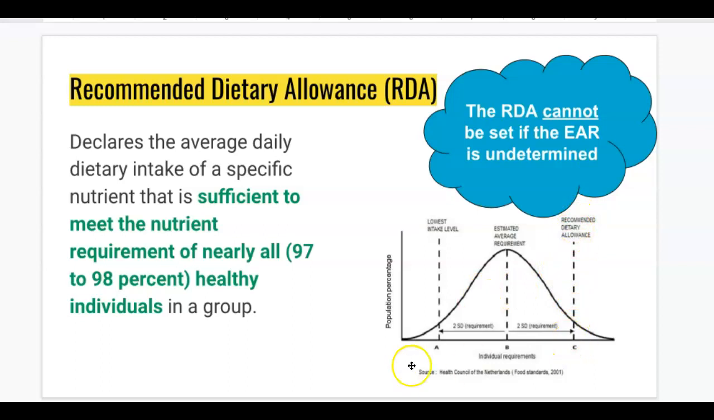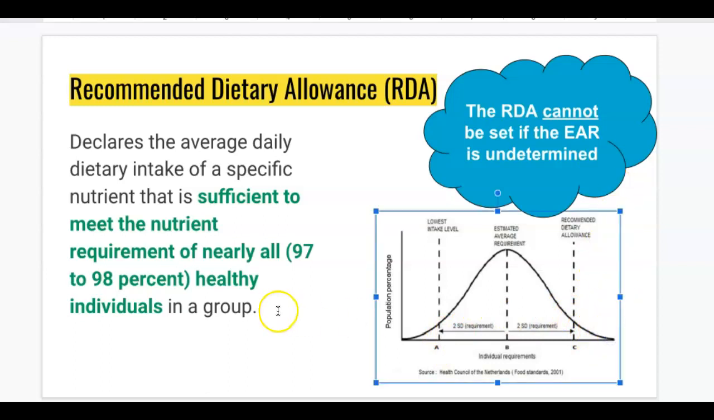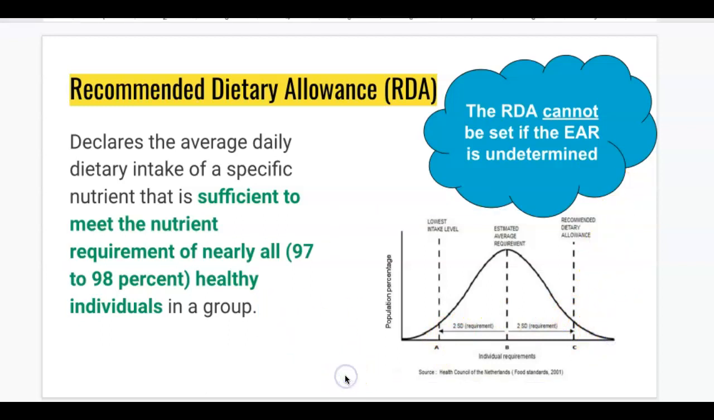So we know that the healthy population, we look at this healthy population again for a specific nutrient. We know that of the healthy individuals, the lowest consumption of that specific nutrient is here. And we know that the highest consumption of that specific nutrient is over here. So the RDA looks at 97 to 98% of the highest of consumption of that nutrient in that healthy population.